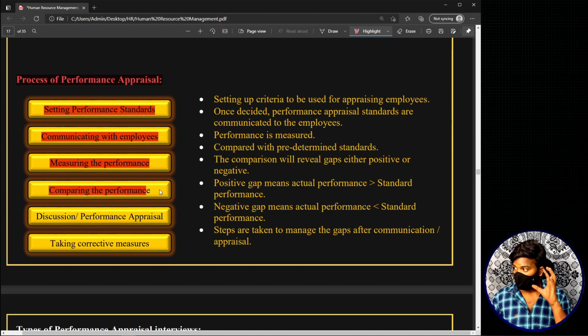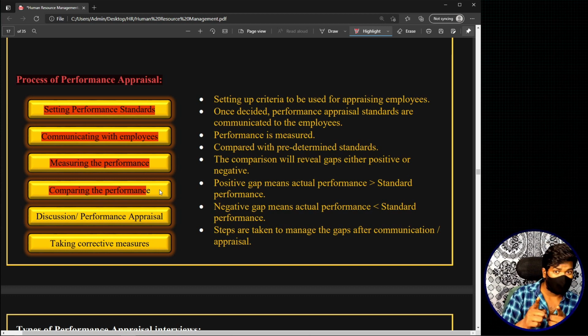See, keep the definition of performance appraisal in mind if you want to remember this entire process of performance appraisal in a very clear way. What is the definition of performance appraisal? It is a resultant of an annual or semi-annual process where the manager evaluates the performance of the employee and uses that information. What did we discuss there in the definition of performance appraisal?